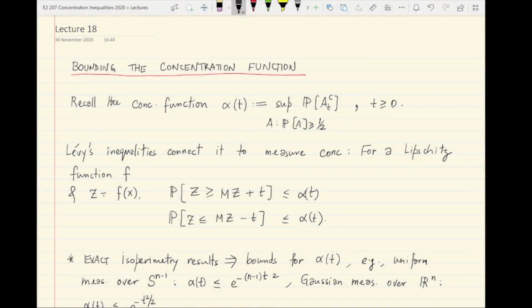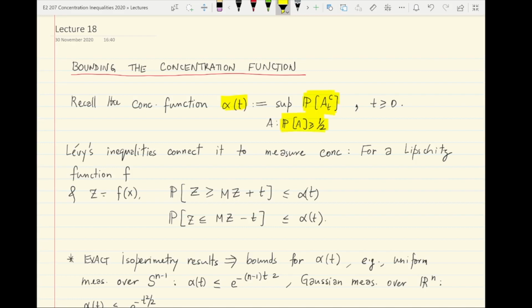Hi all, today we will continue understanding the connection between isoperimetry and concentration of measure. So last time we showed that there was a certain concentration function that we defined, which was given, in any probability space endowed with a metric. We try to maximize the probability of the complement of a t blow up of any set A which has a significant probability measure, namely probability measure half.